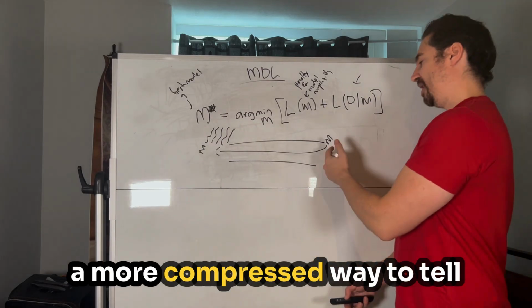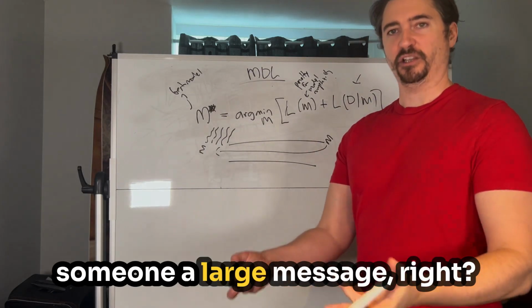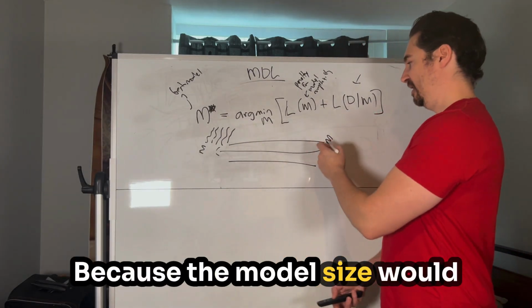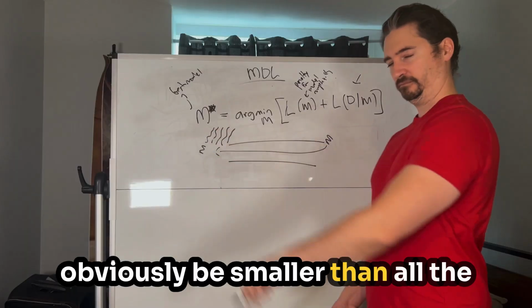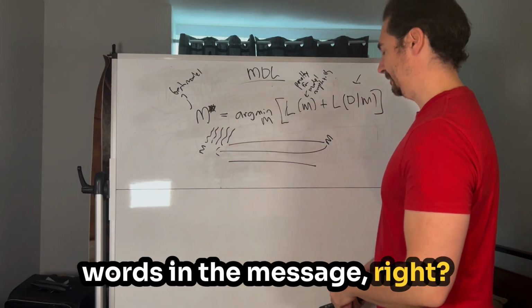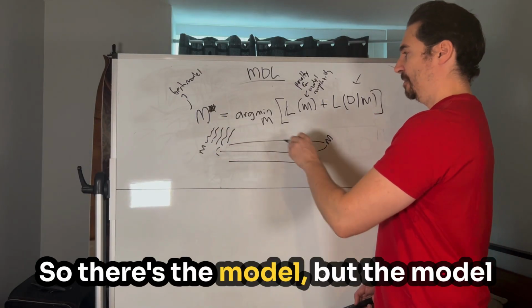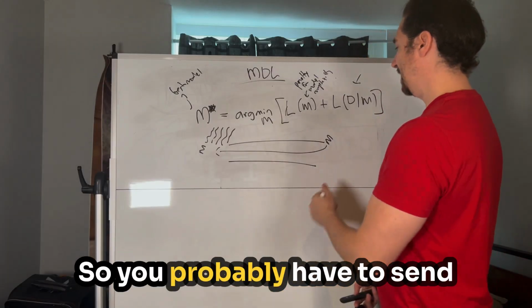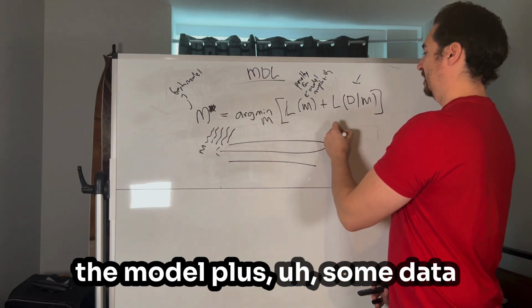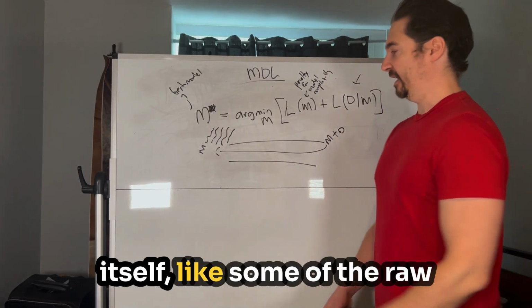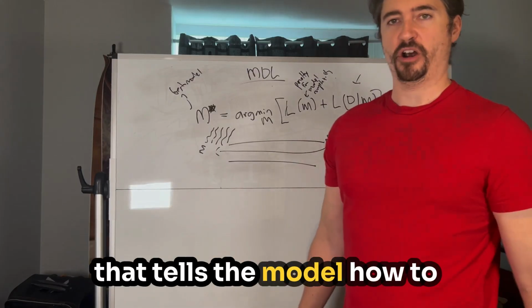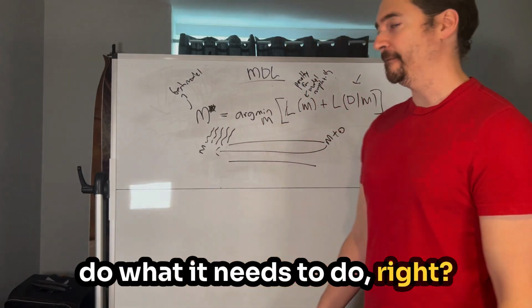Which would be a more compressed way to tell someone a large message, right? Because the model size would obviously be smaller than all the words in the message, right? So there's the model. But the model is not going to get everything, right? So you probably have to send the model plus some data itself, like some of the raw message or something else that tells the model how to do what it needs to do, right?